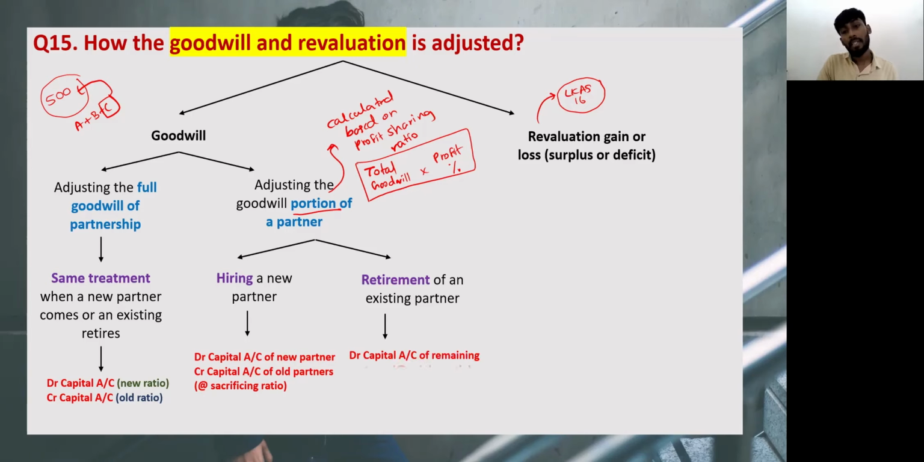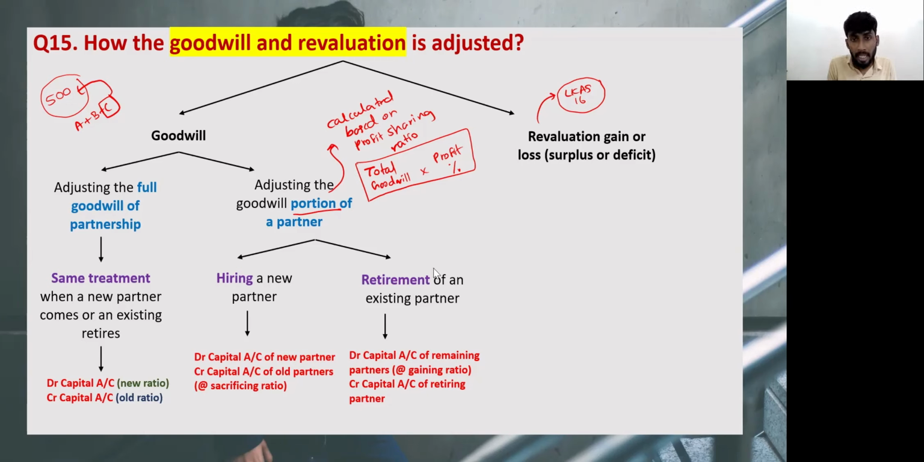And then when the retirement is done, what will happen? When a partner is retiring, the remaining partners will have to give money equivalent to the goodwill earned by the retiring partner working throughout the period. Therefore, the existing partners need to give the retiring partner cash, not the goodwill, but the cash equivalent to that goodwill.